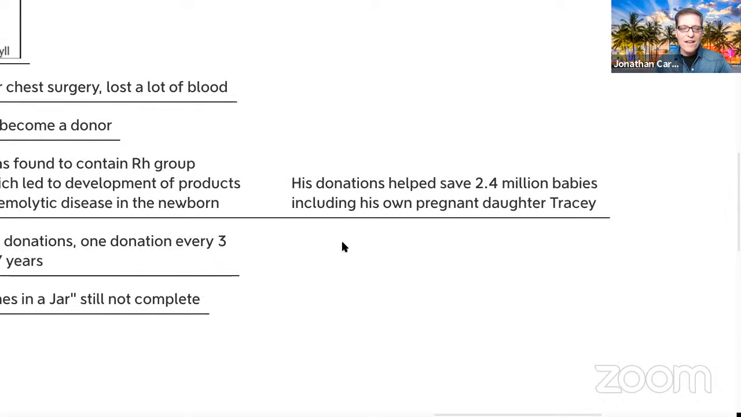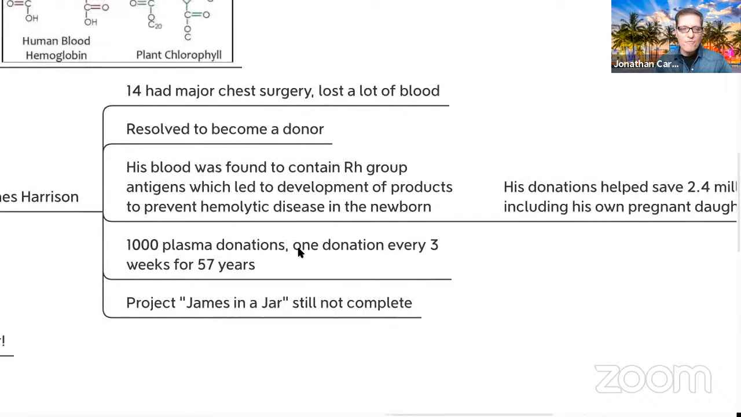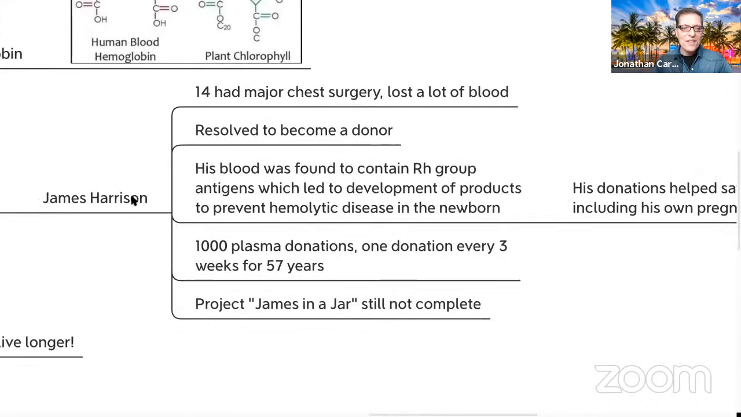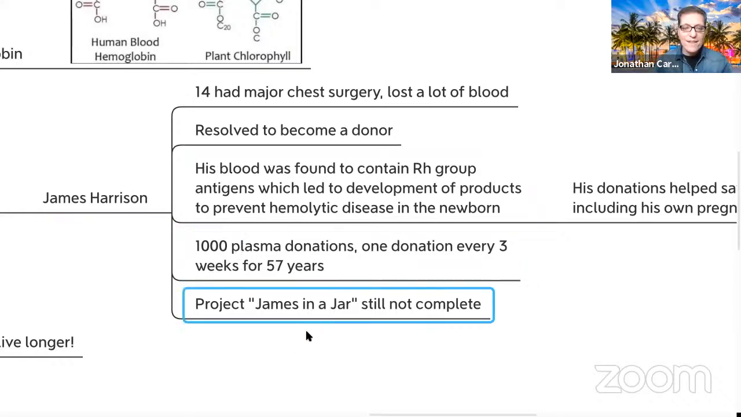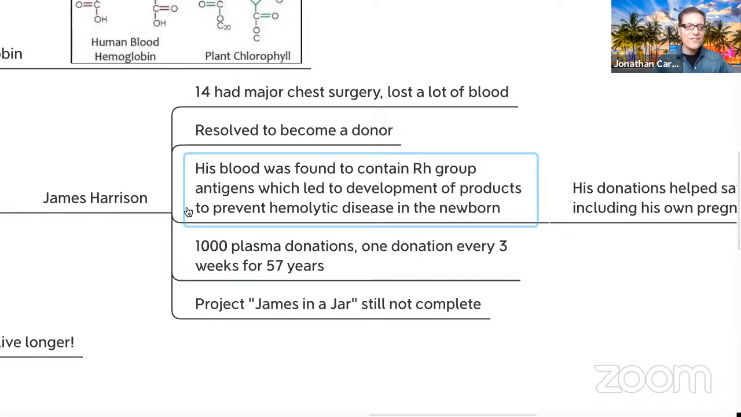It's just an amazing, historical story. They're hoping at some point to come up with an artificial way of creating the products that they were able to produce from his blood. They call it Project James in a Jar, but it's still not complete. And they still require people who have this to donate plasma. But I just think it's the coolest story and a very touching story.